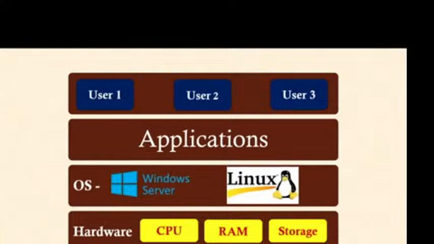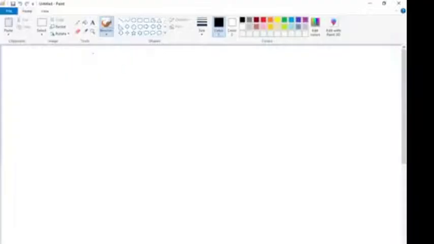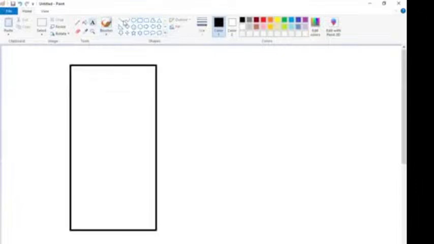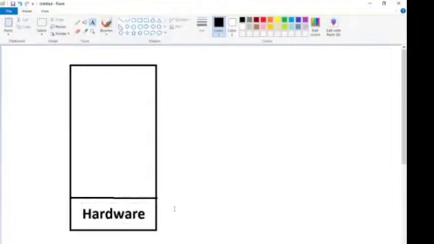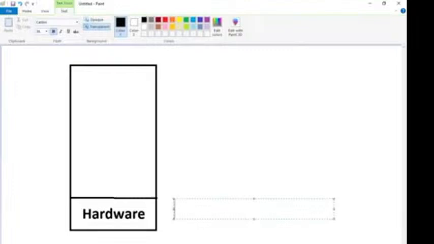Okay, how much hardware is needed to run so and so application? Maybe today you have decided, let's say, this is your hardware here, friends. So today you have decided to have, let's say, 16 GB RAM.